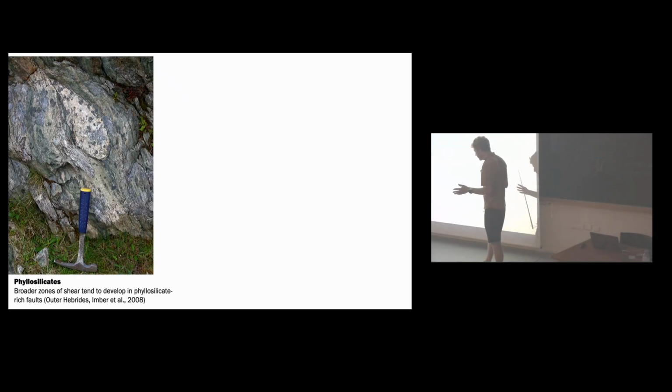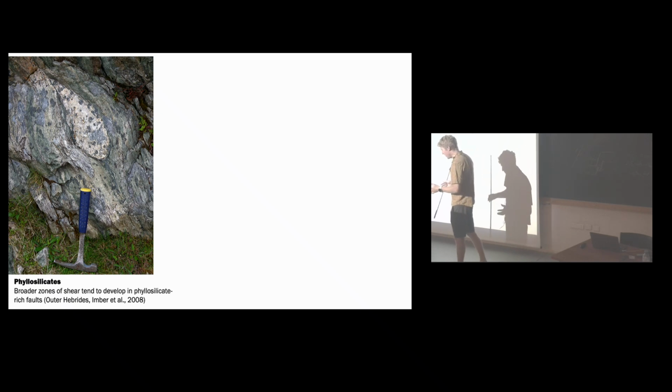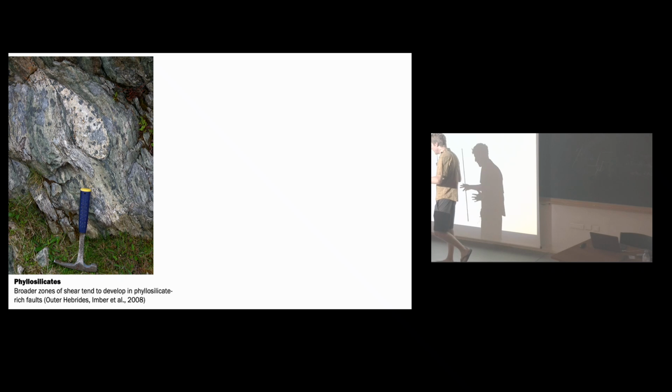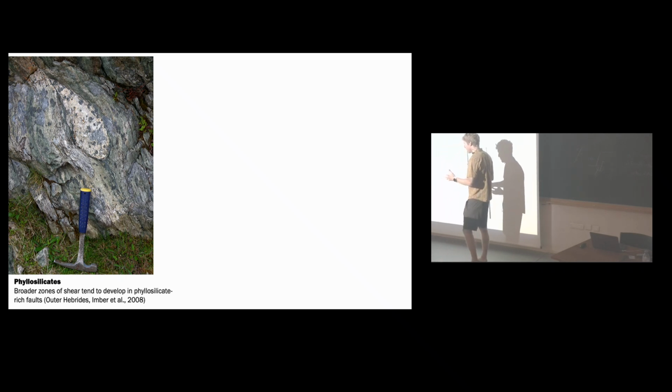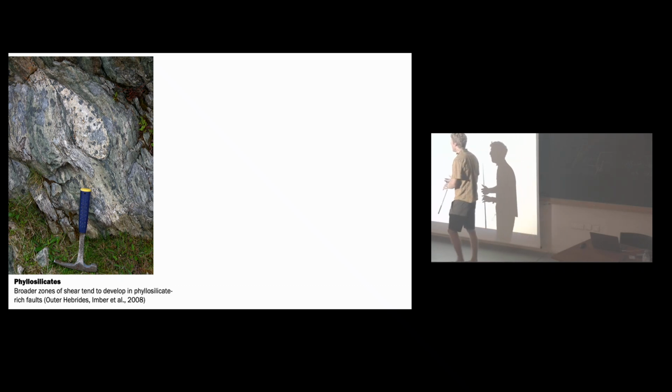So all the faults I've shown you so far are localized cores in fractured host rock, where the fractured host rock does not really accumulate much shear. This classic damage zone concept implies that the damage zone has lots of fracturing, but very little shear strain.